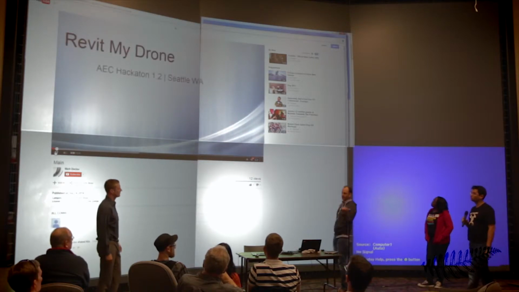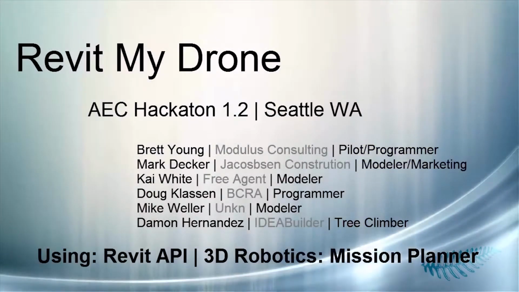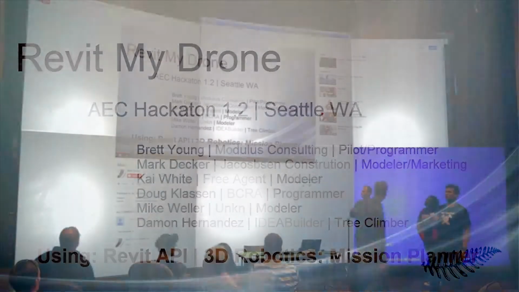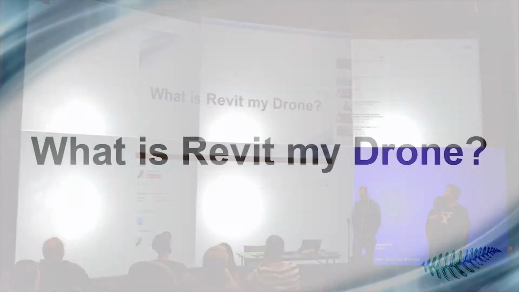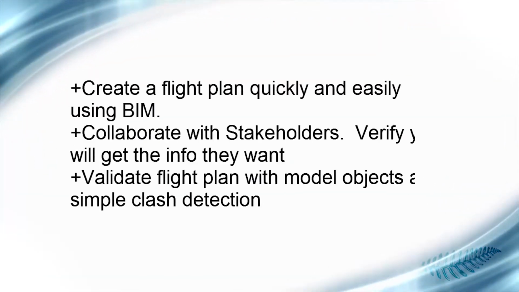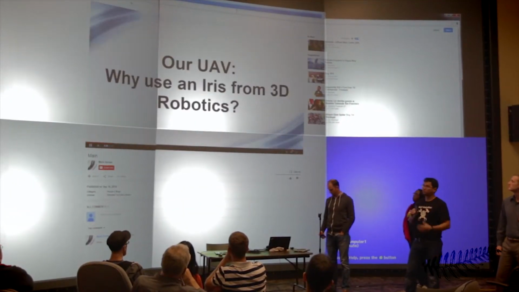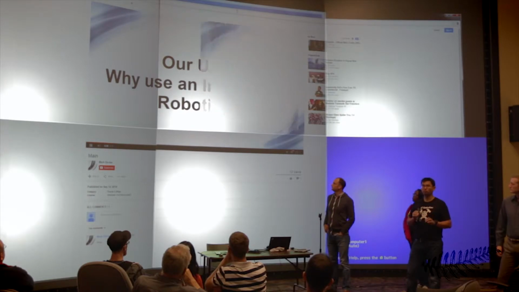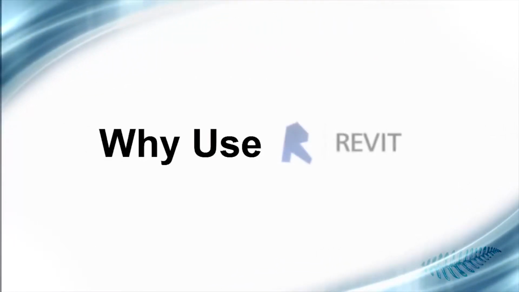Okay, so Revit My Drone, the building models we create are disconnected from reality. So the pain that we're trying to solve is connecting models to reality using drones. So at the heart of it, it is a Revit API hack that outputs to a drone planning software, ultimately to a drone. The reason we used this particular drone model is because it is hackable. It is all open source and can take in input files and then go fly them.